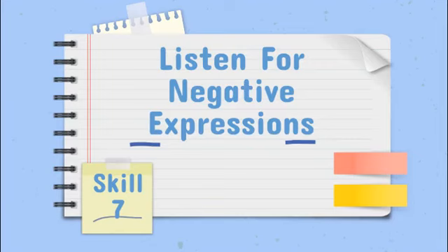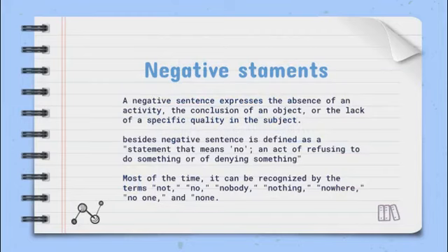Skill 7. Listen for negative expressions. A negative sentence expresses the absence of an activity, the conclusion of an object, or the lack of a specific quality in the subject. Besides, a negative sentence is defined as a statement that means no, an act of refusing to do something or of denying something.